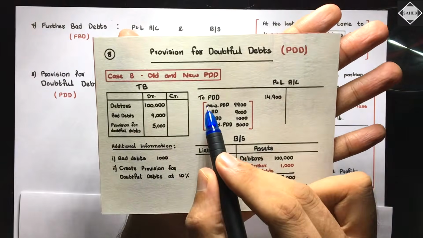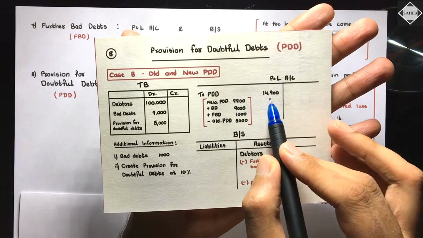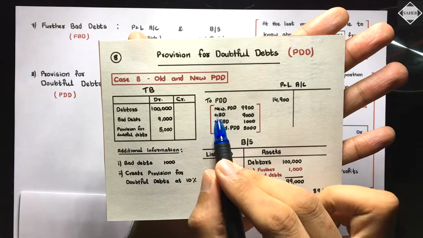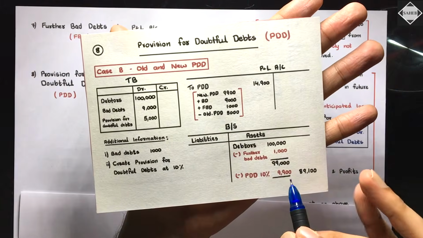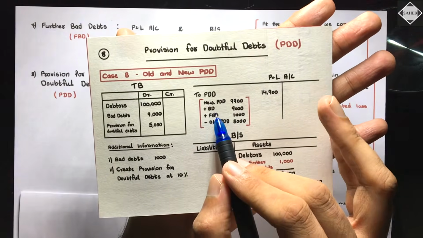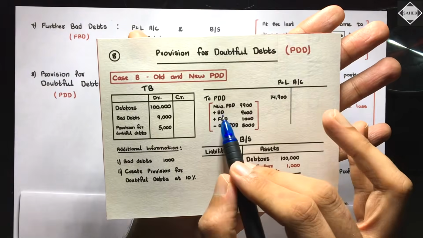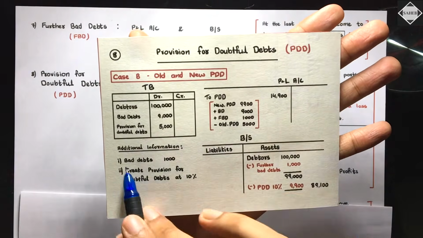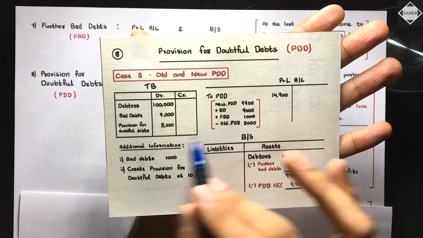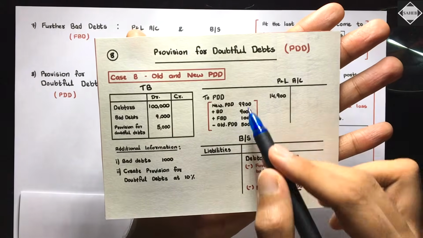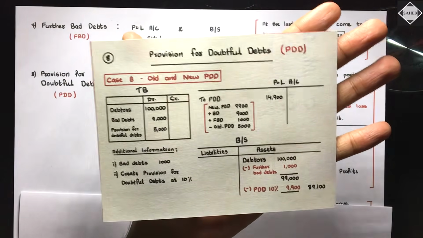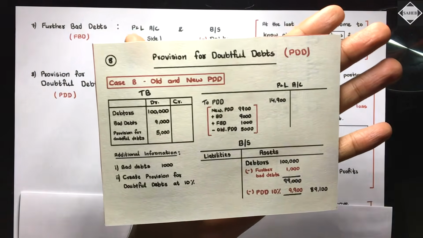Let me show you. You will write to provision for doubtful debts, 14,900. How did 14,900 come? Really simple. First I took the new provision for doubtful debts, which I calculated from over here, 9,900. So 9,900 I took, plus bad debts 9,000, which is there in the trial balance, plus further bad debts 1,000, which I got from over here, minus old provision for doubtful debts, old PDD 5,000, which was there in the trial balance. Only one figure I calculated, the remaining three were there in the question. So I got 14,900, and this 14,900 will hit the profit and loss.